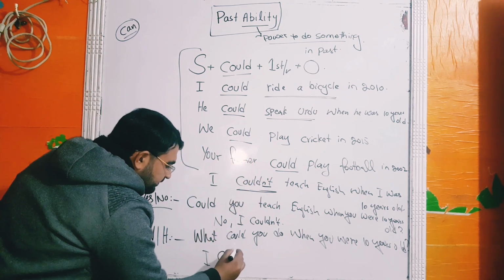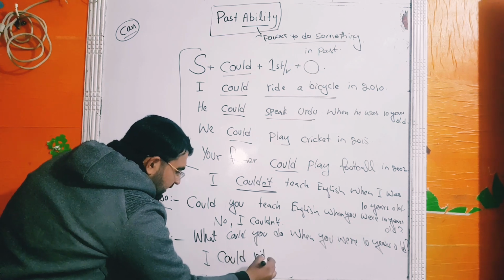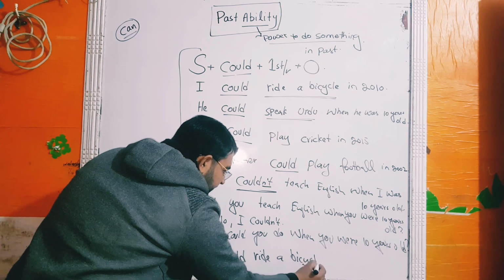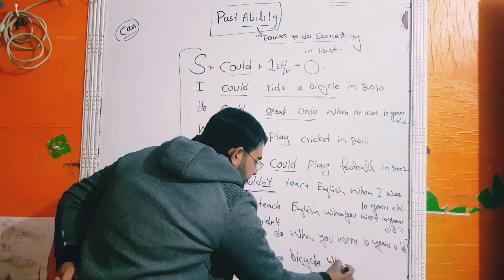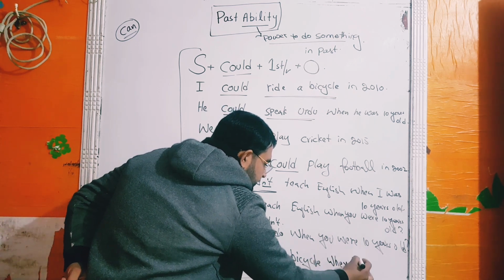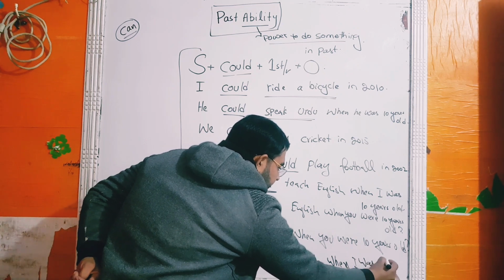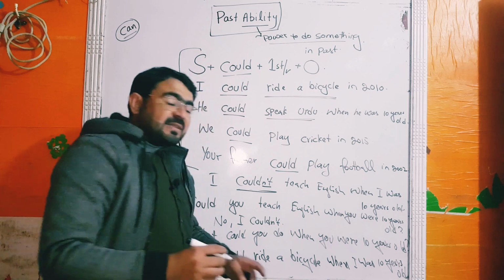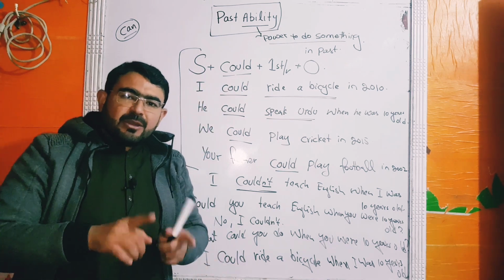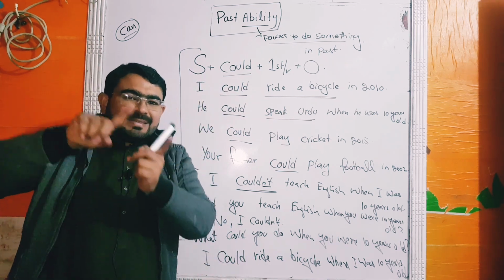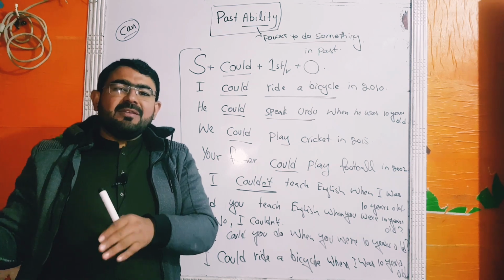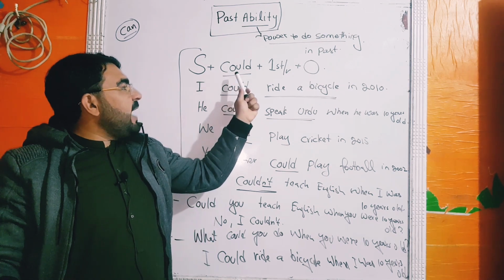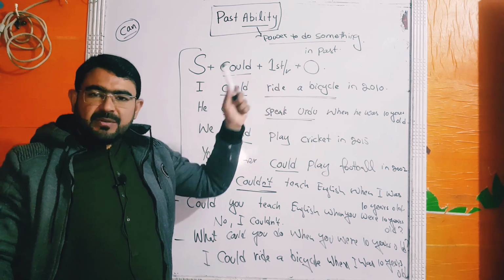So you can answer me like this: I could ride a bicycle when I was 10 years old. So it is very easy. Whenever you talk about your past ability, your past skills, when you were a child, when you were 10 years old, 15 years old, you will simply use could, and with could you will use the first form of verb.